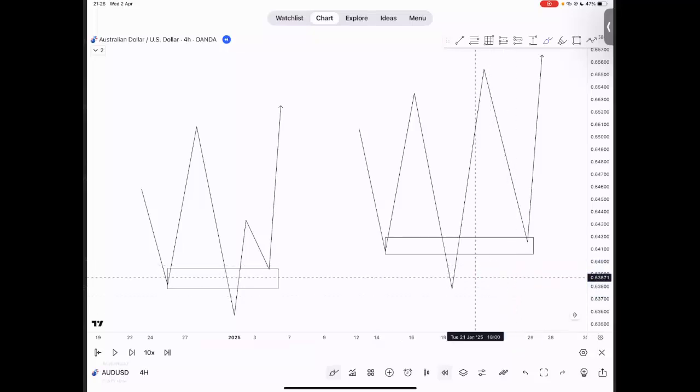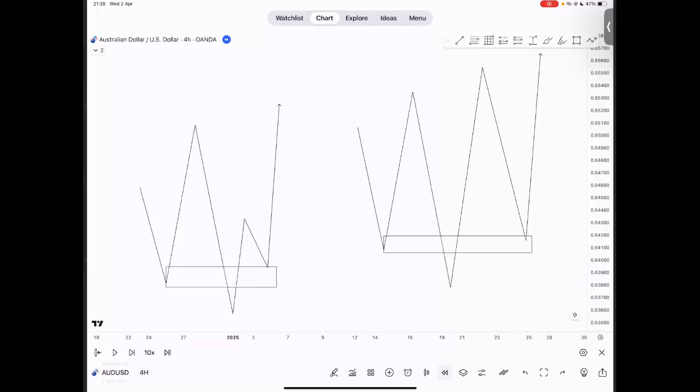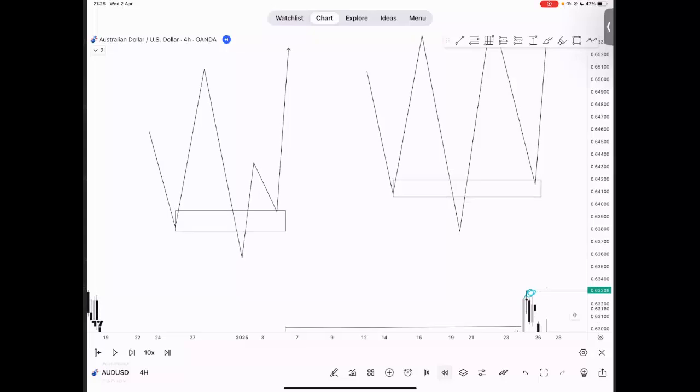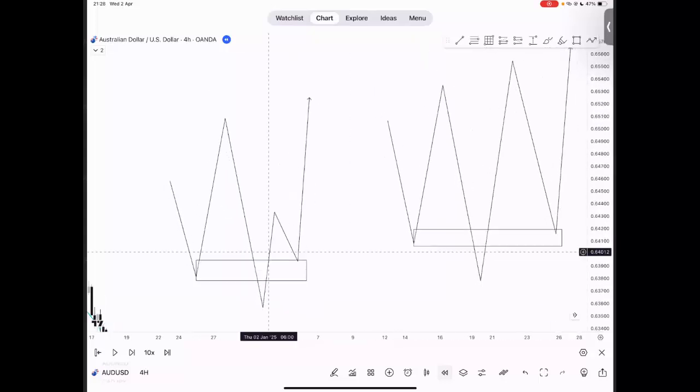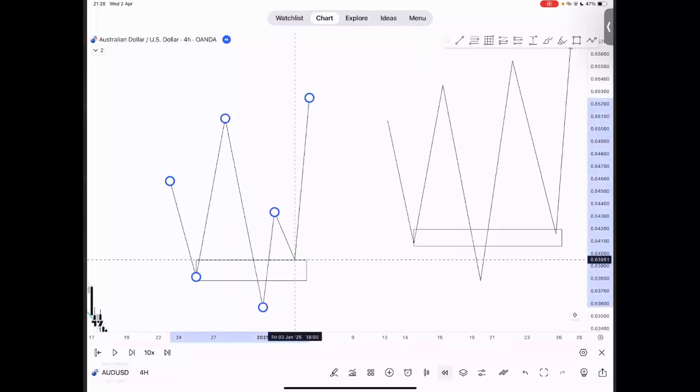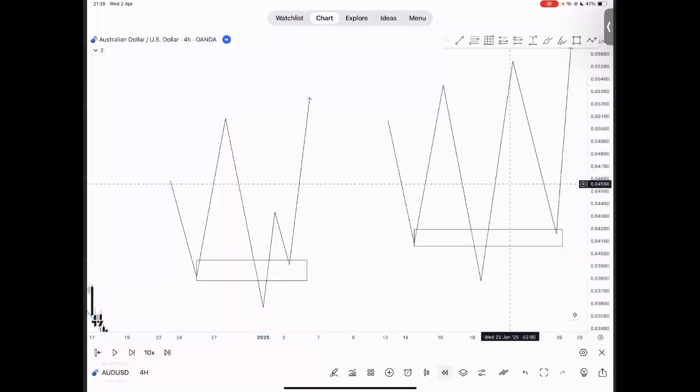So yes, it is valid if it breaks structure. It is valid if it doesn't break structure. The most important thing is that the breaker block is filled and then the other block is pulled back into. They are both reclaimed blocks. So long as the other block was reclaimed, it doesn't matter if another block or structure had to be initiated before the reclamation of the other block.